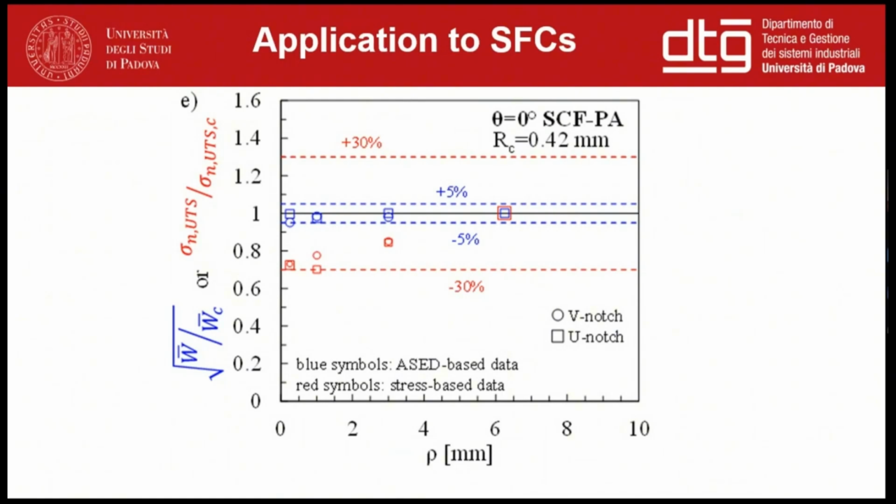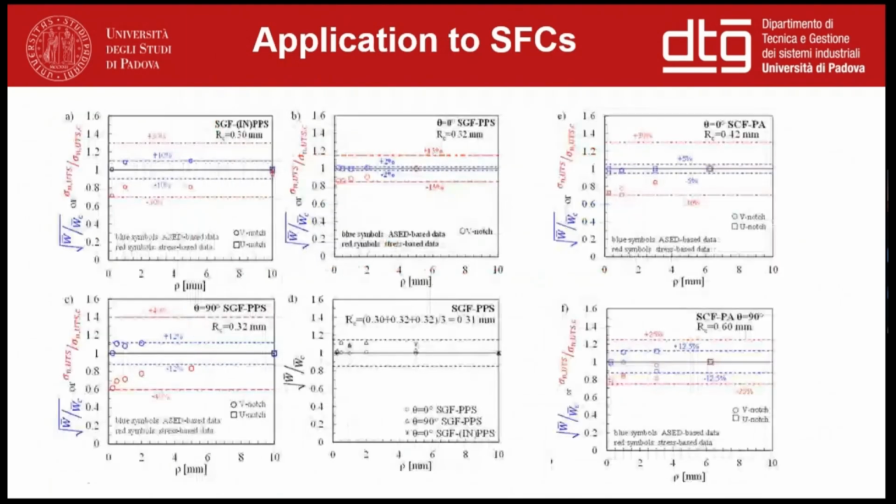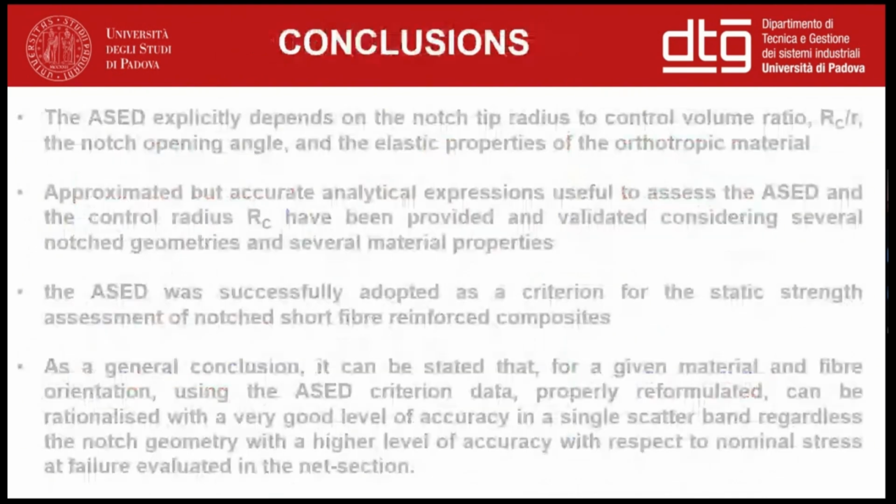But when we convert it in terms of local strain energy density, the scattering is very reduced and all the data flow within the same very narrow scatter band, documenting the accuracy and the validity of this criterion also for this class of material. This is an overview of all the experimental data that we have obtained, and in those cases you can see that a summary in terms of strain energy density is extremely effective.